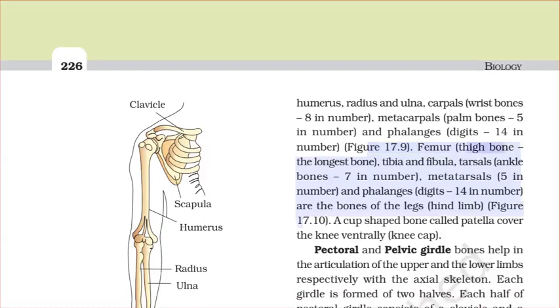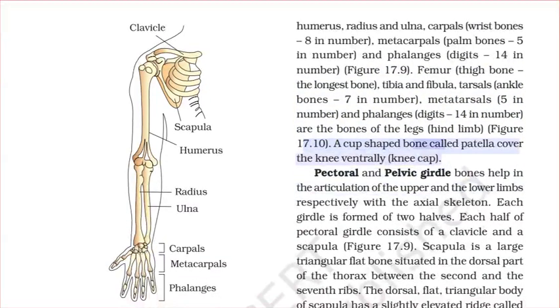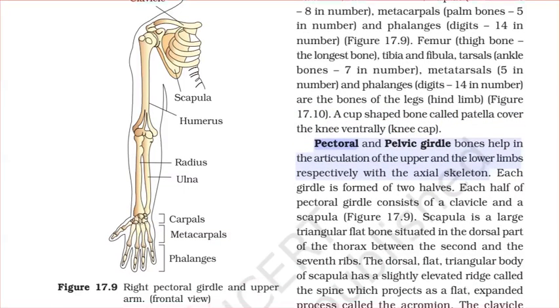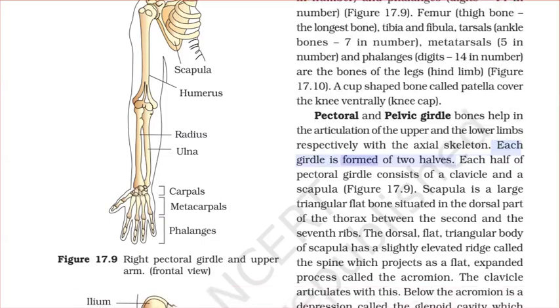Femur, thigh bone, the longest bone, tibia and fibula, tarsals, ankle bones, 7 in number, metatarsals, 5 in number, and phalanges, digits, 14 in number, are the bones of the legs, hind limb. A cup-shaped bone called patella covers the knee ventrally, the kneecap. Pectoral and pelvic girdle bones help in the articulation of the upper and the lower limbs respectively with the axial skeleton. Each girdle is formed of 2 halves.